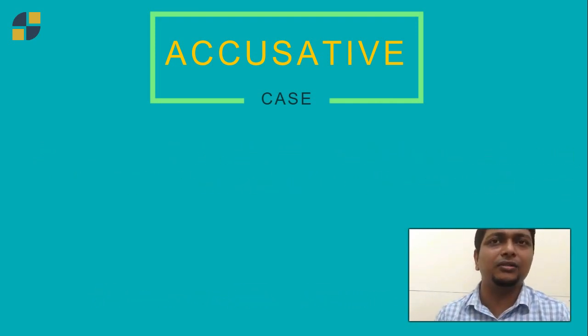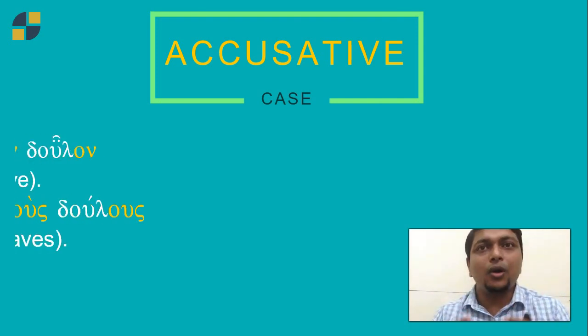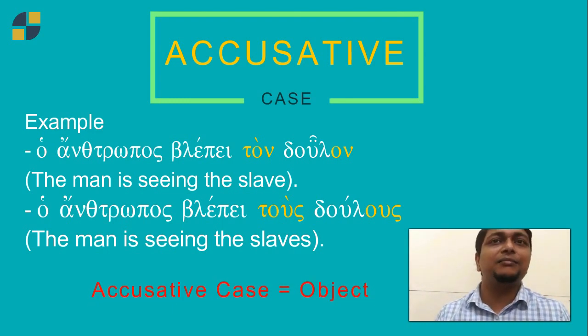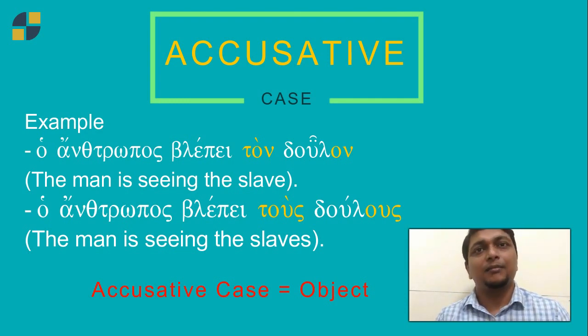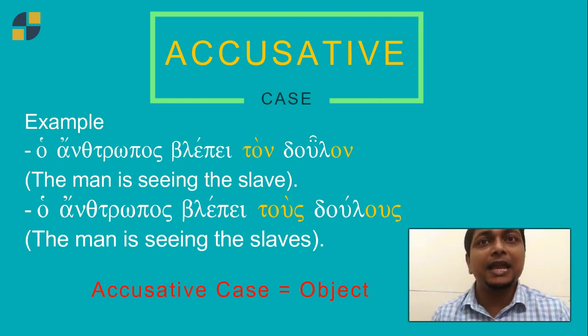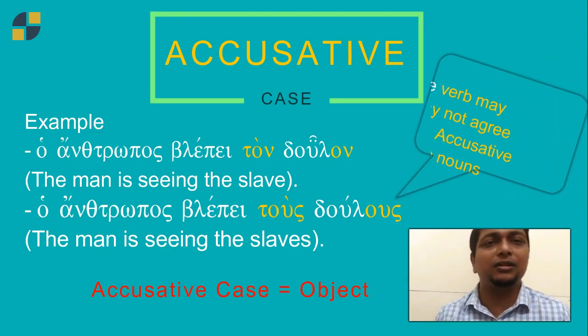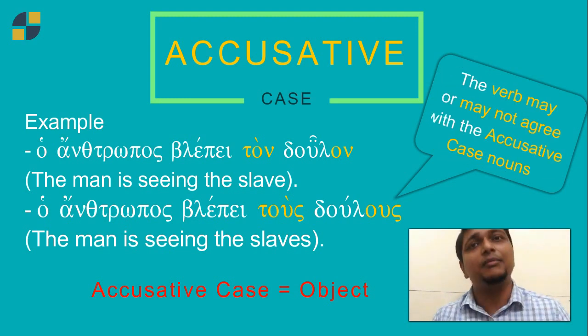For example, follow these two sentences. Ho anthropos blepei ton doulon may be translated as the man is seeing the slave. The second sentence, ho anthropos blepei tous doulous, may be translated as the man is seeing the slaves. So you see, note that the verb may or may not agree with the object in its singular or plural form.